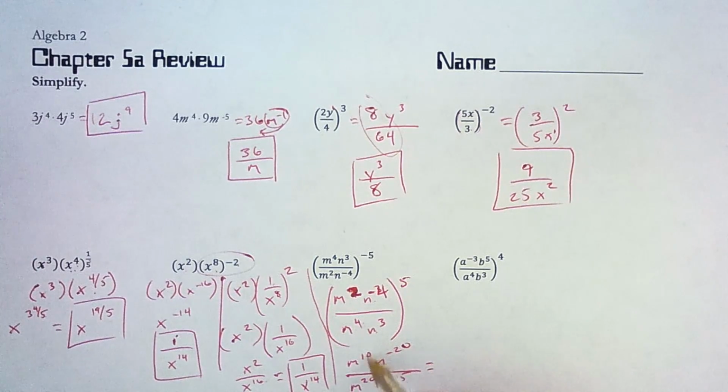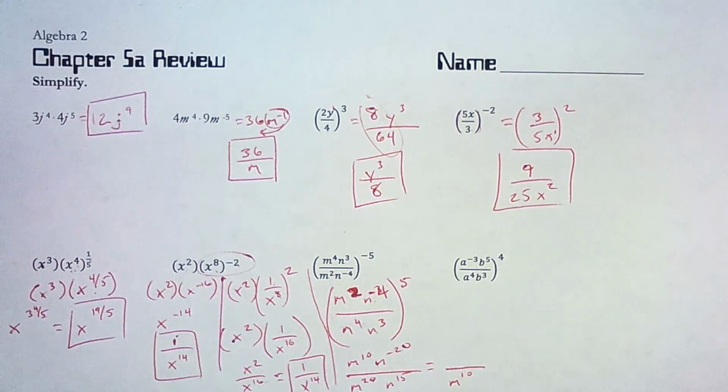Now I'm going to subtract into the bigger power, so the 20 is bigger than 10, so I'll subtract downward. 20 minus 10 is 10, so in the denominator I have m to the 10th. And 15 is bigger than negative 20, so I'll subtract this one downward also. That's 15 minus negative 20, or 15 plus 20. And that is 35, so I have n to the 35th power. There's nothing left in the numerator, so that's a 1.